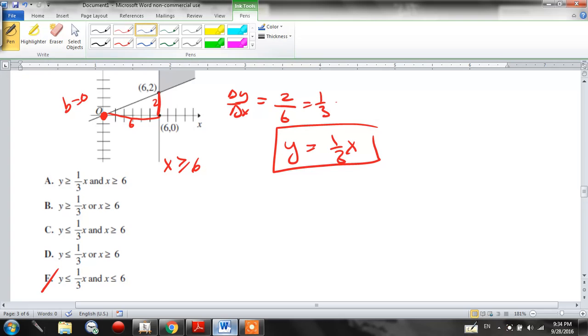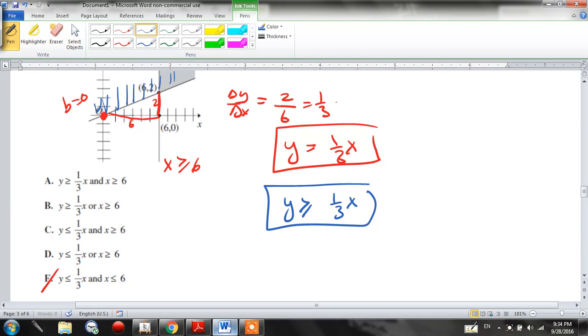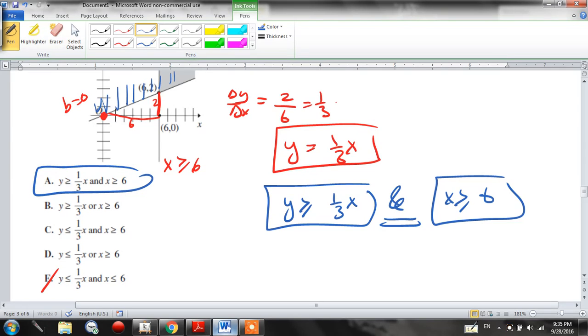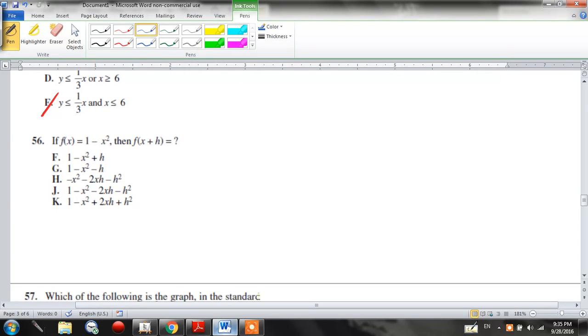But now this is an inequality. So which half of the graph is going to be shaded? Okay, it's this side that is going to be shaded, right? So it's going to be greater than. So y is greater than or equal to 1/3 x. That's this graph. And they say and x is greater than or equal to 6. Those are two graphs. Okay, that's over here. This is an or statement, so it won't work. So it has to be an and statement. Alright, got that one.